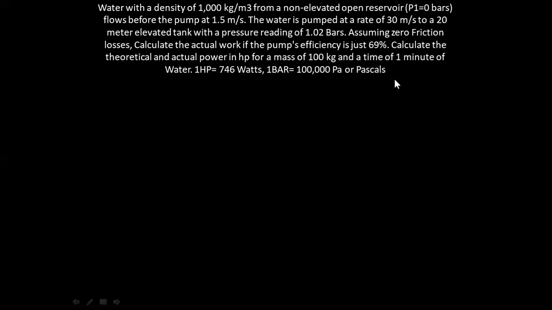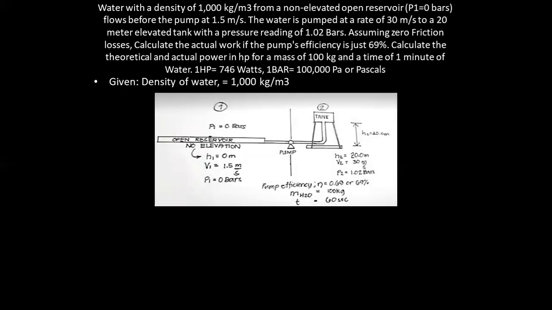Now let's enumerate the given parameters. The density of the water is 1,000 kilograms per cubic meter. And if we're going to illustrate the problem, we are given a non-elevated reservoir. So obviously the elevation is 0 meters, or H1 is equal to 0 meter. And the pressure of the open reservoir, P1, is equal to 0 bar. The velocity of water flowing before the pump, V1, is 1.5 meters per second.